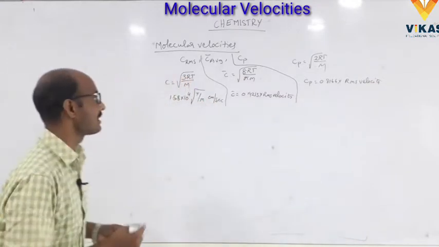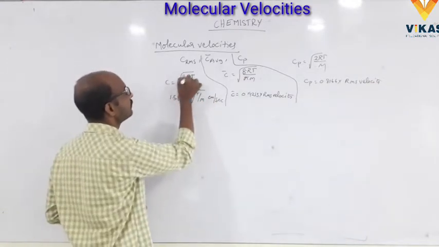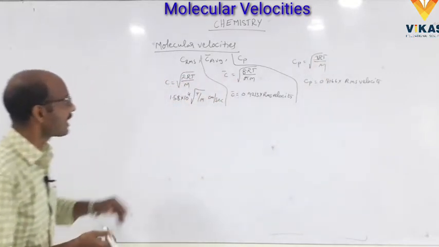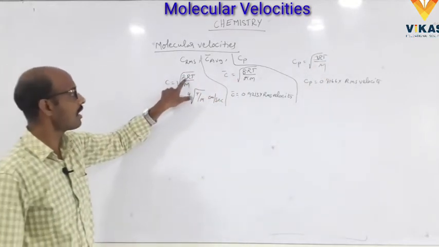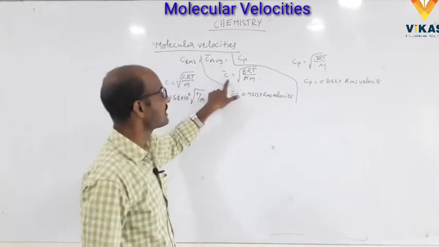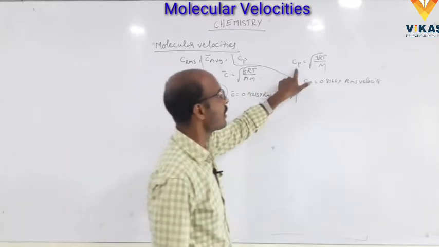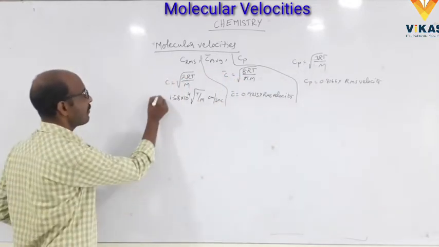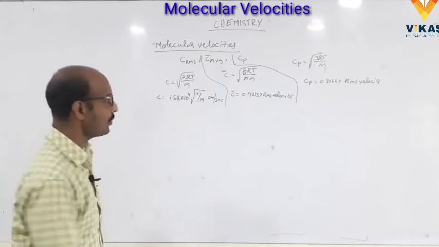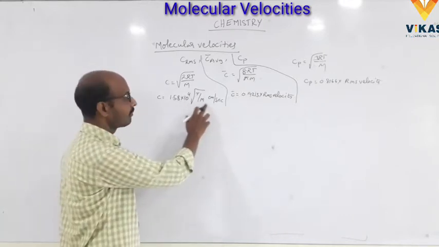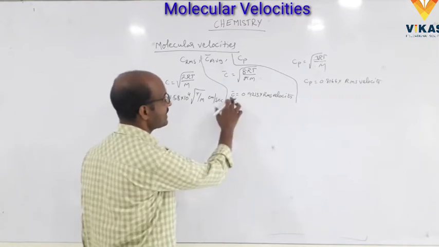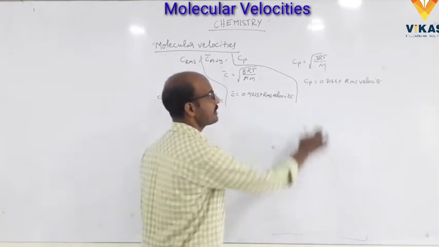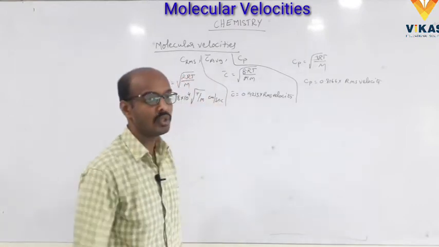This is from the last class: the 2RT by m, and this is the 3RT by m. So the RMS velocity C is the square root of 3RT by m, the average velocity C bar is the square root of 8RT by pi m, and the most probable speed Cp is the square root of 2RT by m. Here the C value is 1.58 into 10 to the power of 4 times the square root of temperature by mass, in centimeters per second, and C bar, the average velocity, is 0.9213 into the RMS velocity, and the most probable speed Cp is 0.8166 into the RMS velocity.